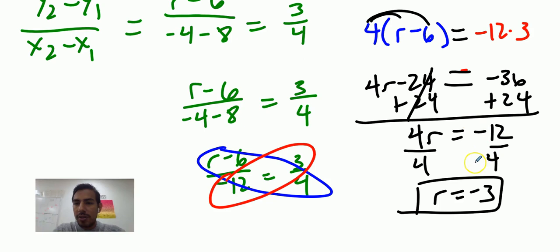With that said, I ended off here with 4r equals -12. You divide by 4 on both sides. R is equal to -3. I don't think that last part got into the video, but again, that's the answer for number 17. So we're going to go on to number 18 now.